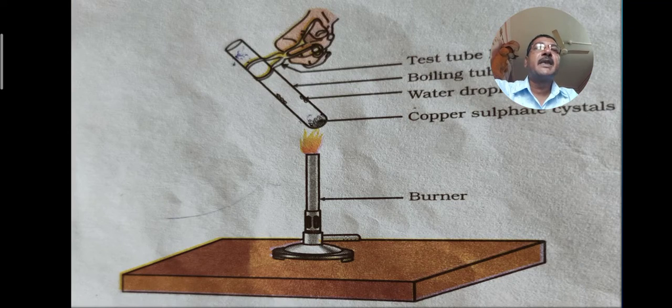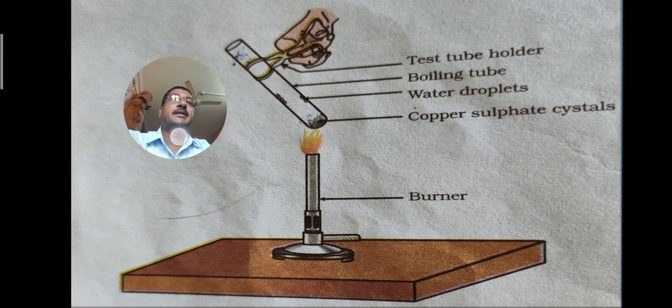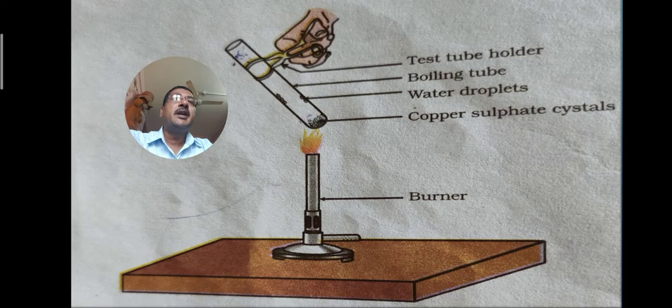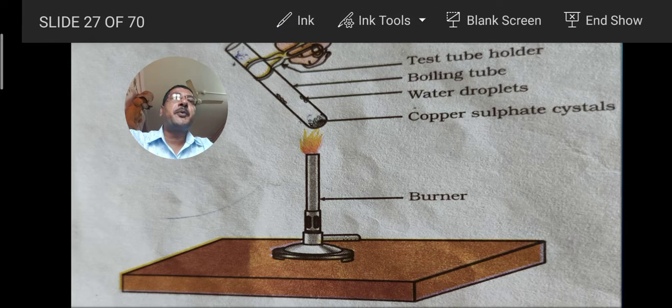Now here you see, as I told you in the beginning, when you take this burner, we are taking the test tube or boiling tube, holding it with the help of a pair of tongs you will find in the laboratory, and it is held with a test tube holder. There is a boiling tube, and water droplets are visible here. Where have these water droplets come from?